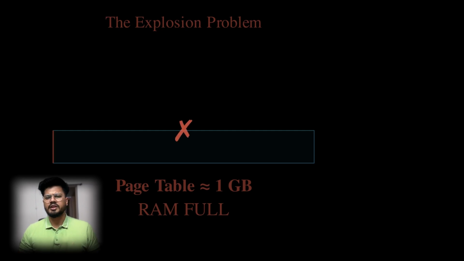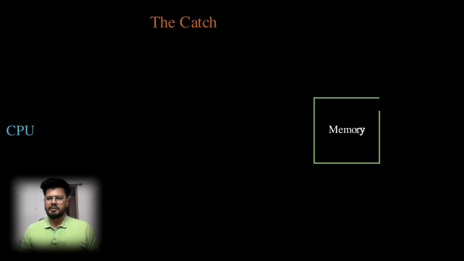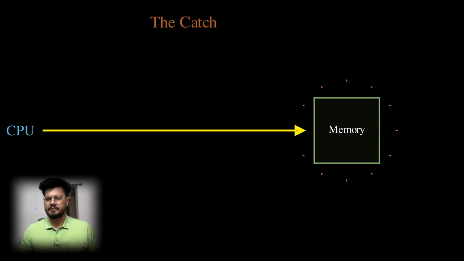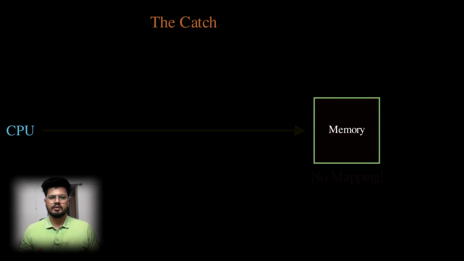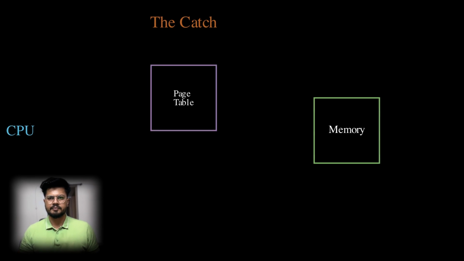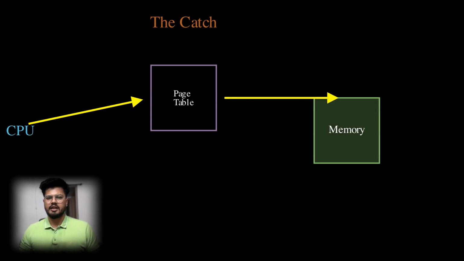Now you might think, why not just store the entries for the addresses we use? If the CPU tries to access memory without a mapping, it fails. No mapping, no translation, no access. But when we insert the page table in between, now the flow works: CPU, page table, and physical memory.